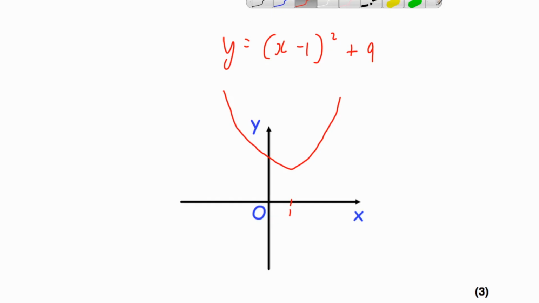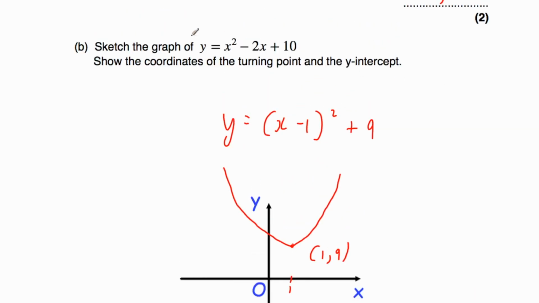And then that means that the coordinates of this turning point would be 1, 9, because we've translated the graph 1 square to the right and 9 squares up. So the coordinates of the turning point are 1, 9. Now let's find the y-intercept. So to find the y-intercept, remember x equals 0, and we can substitute in x equals 0 into either here or here. I'm going to choose what they've given me in the question.